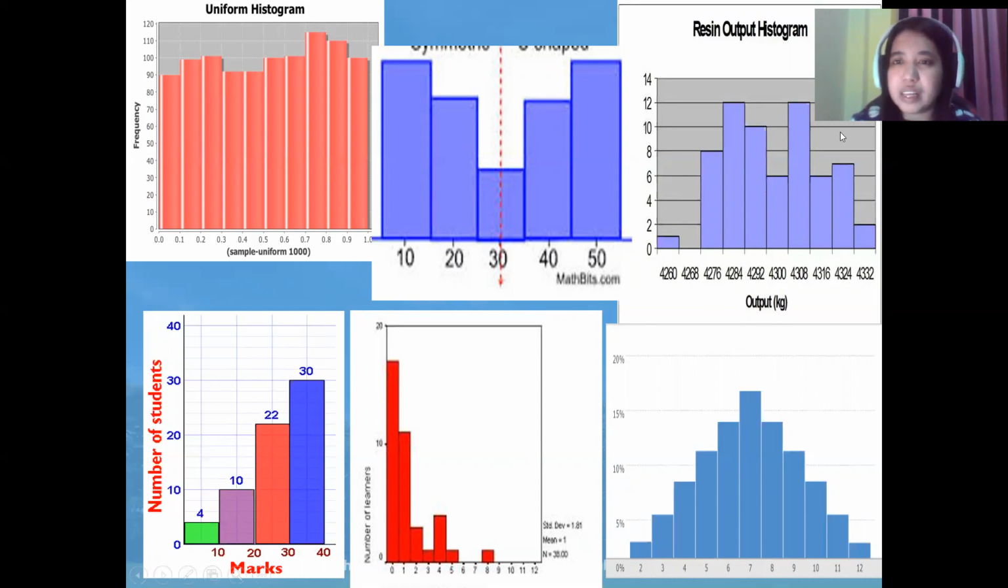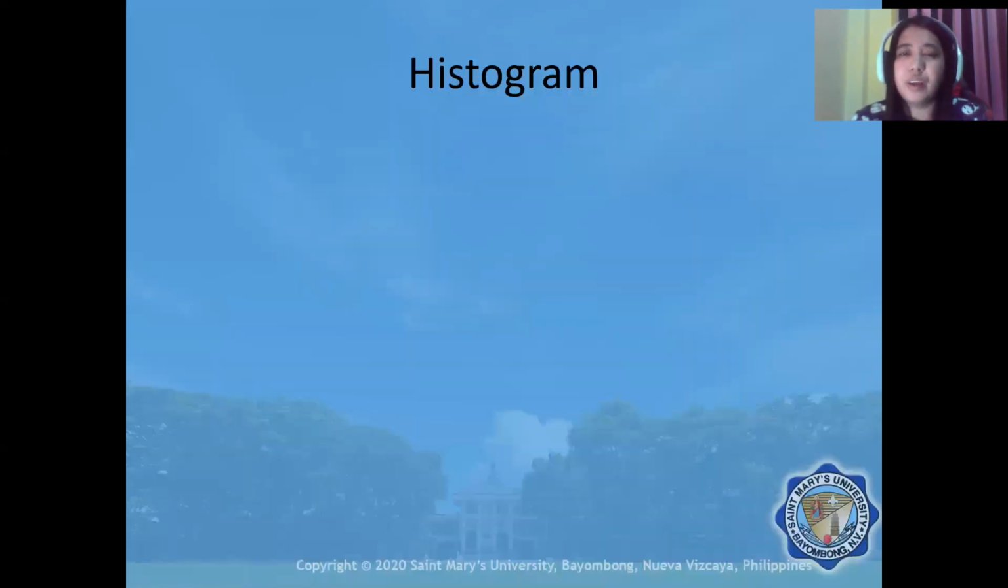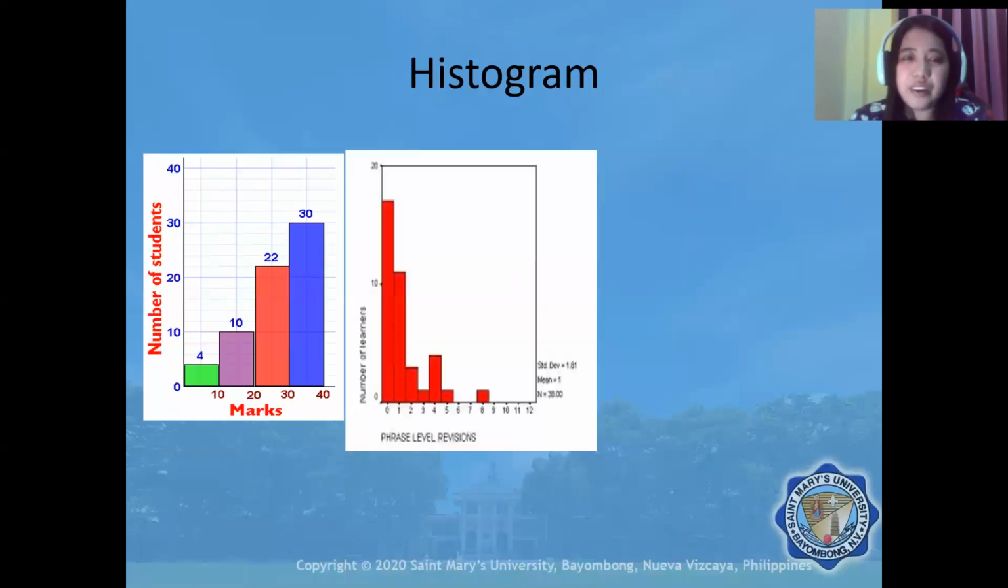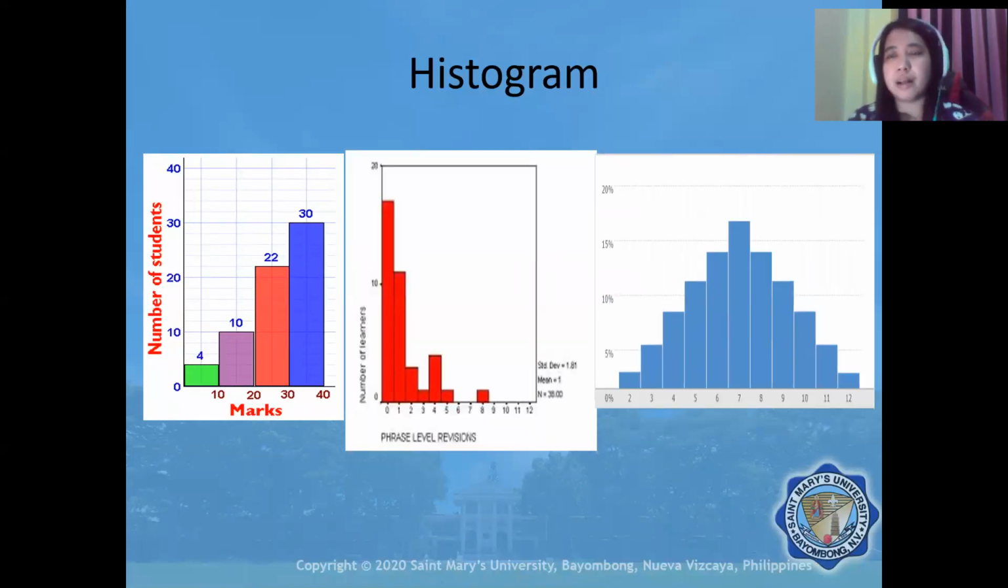And then for this shape, it is a bimodal, and also the second one is bimodal. For our first shape, the uniform, since it contains only one bar with the highest frequency, we still call it unimodal.